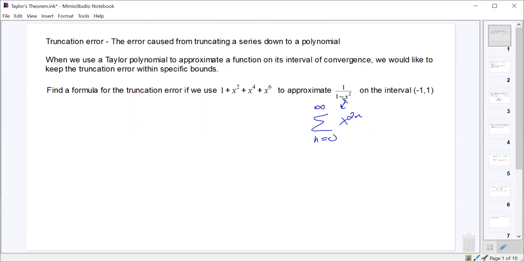Right, so the same thing. 1 over 1 minus x squared, n equals 0 to infinity of x to the 2n, just by our basic going straight from 1 over 1 minus x is the sum of x to the n.